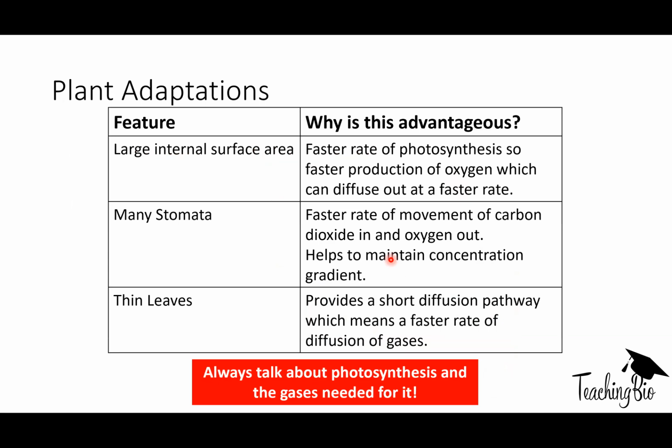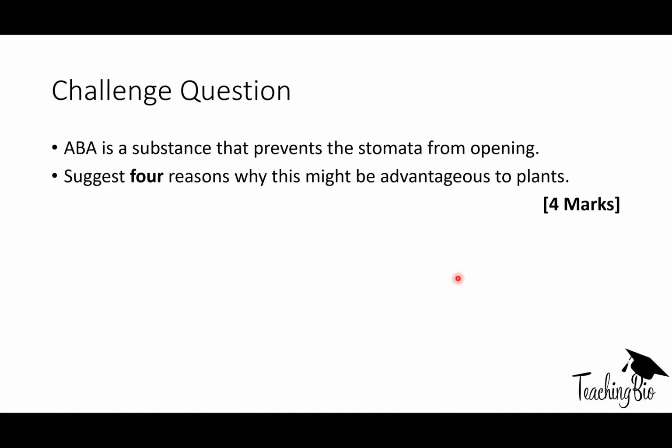Okay, so in terms of plant adaptations then, things to talk about include the fact that there is a large internal surface area, so a faster rate of photosynthesis, the fact that we have many stomata helps to maintain that gradient, and the fact that the leaves are thin means that there's a short diffusion distance. And with plants, it's always good to talk about photosynthesis because that's ultimately what these adaptations are for. Okay, so pause the video and have a go at this challenge question here, and we'll have a discussion of the answer.